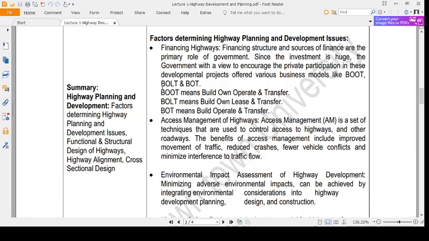Let me give an example of access management. Suppose there is a road intersection. If the intersection is not managed properly, vehicles from different directions will come to a particular place, and there can be accidents and mismanagement. This mismanagement can be minimized with the help of some access management tools, like traffic police or a signaling system. They manage the access over any particular route. This is called access management of the highways.